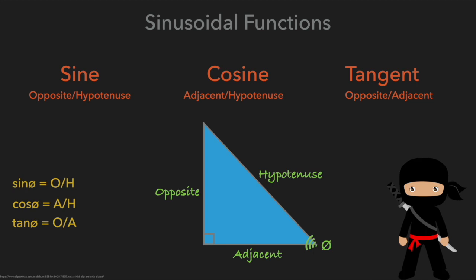And so we can represent these three different ratios as equations. Sine of theta equals opposite over hypotenuse. Cosine of theta equals adjacent over hypotenuse. And tangent of theta equals opposite over adjacent.